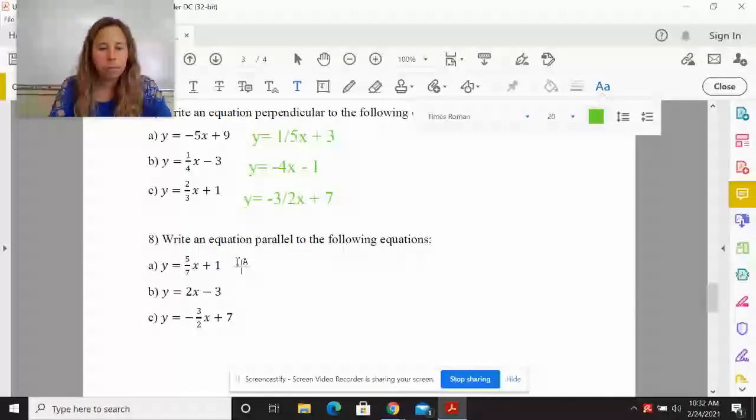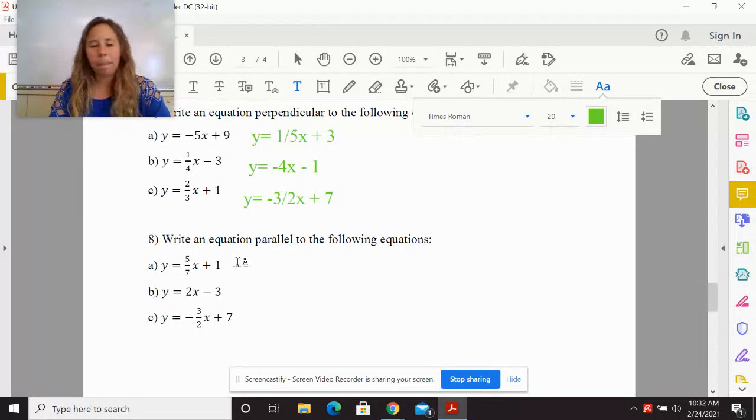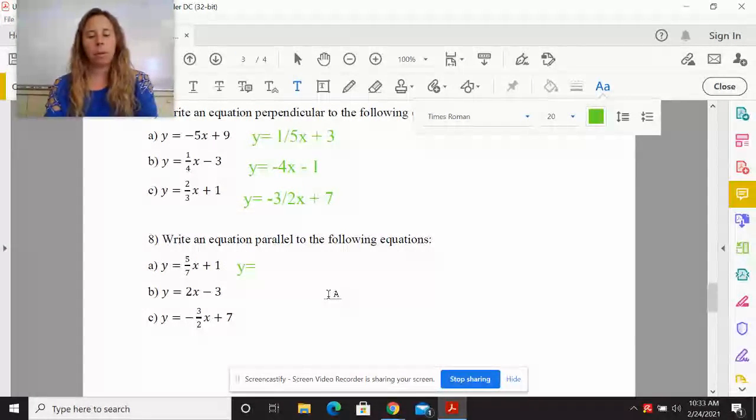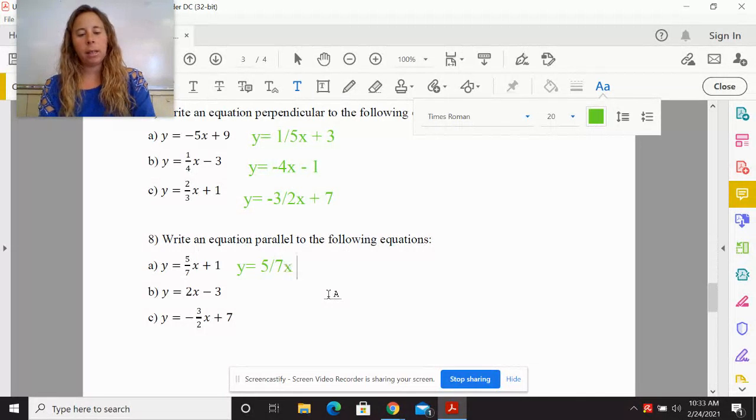Number 8. Write an equation parallel to the following equations. Goodness. So parallel, you have the same slope. So this is where you choose a different y-intercept. It doesn't matter what it is as long as it's not the exact same. So we don't use 1 for this one. Use any other number. So it's the same slope, so it's just y equals 5 over 7x, and then plus 2.